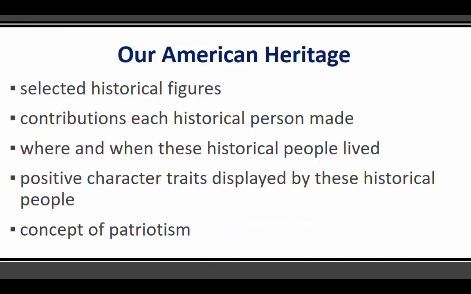In kindergarten, students were introduced to U.S. history through a study of American holidays and symbols. Basic concepts of geography and economics were presented, and civics was introduced through rules and good character traits.